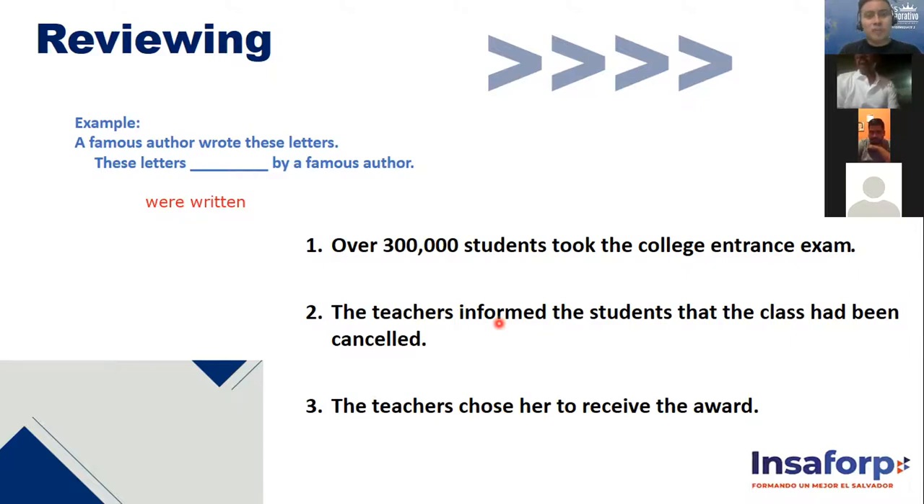What about number three? What is the main verb here? Chose. Very good. It is chose. So now, how do we make this into a passive voice? This is a little bit more challenging, but I want you to think. What is the object? What is receiving or who is receiving the action? Her. Good. So let's start using this idea. How do we make this sentence so it makes sense?